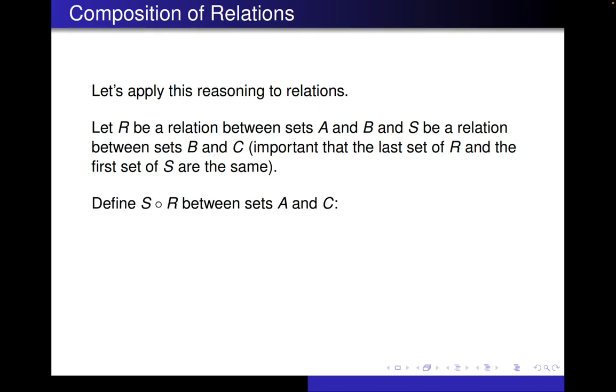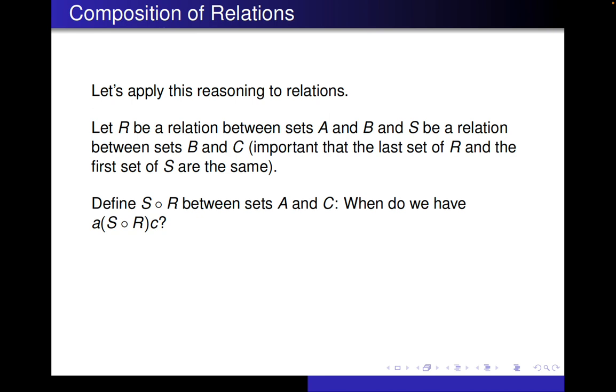And we're going to define the relation S circle R between the sets A and C. That means when we do the relation, the first element is going to be from A, and the second element of the relation is going to come from C. So when do we have a related to c under this relation S circle R? And again, remember, the a on the left is in A, and the c on the right is in C.